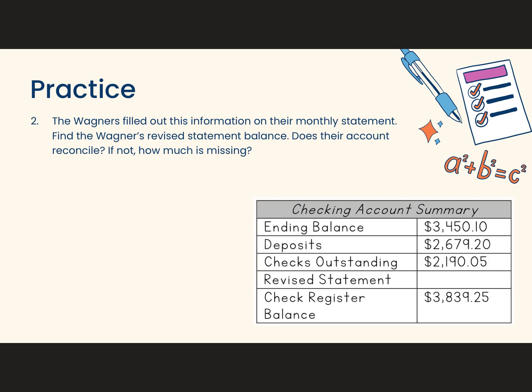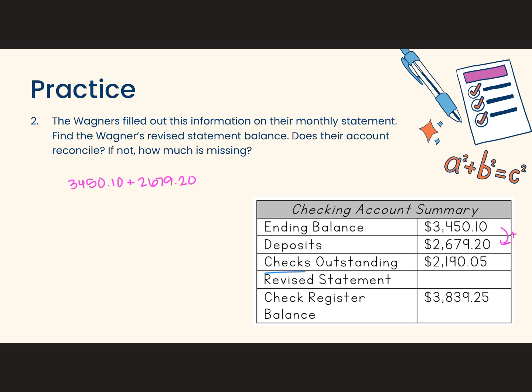So let's actually look at one of those in an example. So for this one here, we're going to start with our ending balance. Our ending balance is this $3,450.10. We still have to account for these deposits that have not yet shown up on that ending balance. So what we're going to do is we're going to just take this and we're going to add those together. So you're going to do 3,450.10, and we're going to add our deposits. That's our 2,679.20.